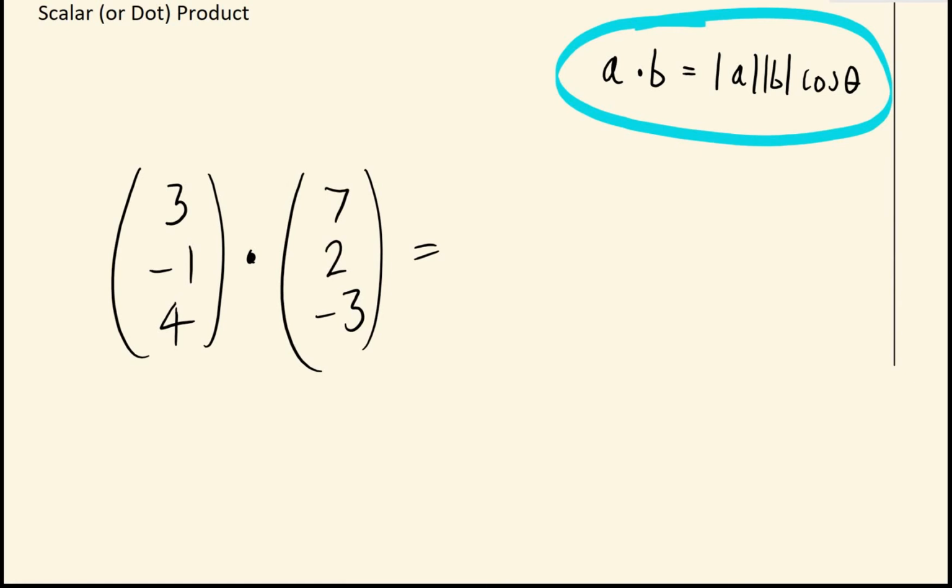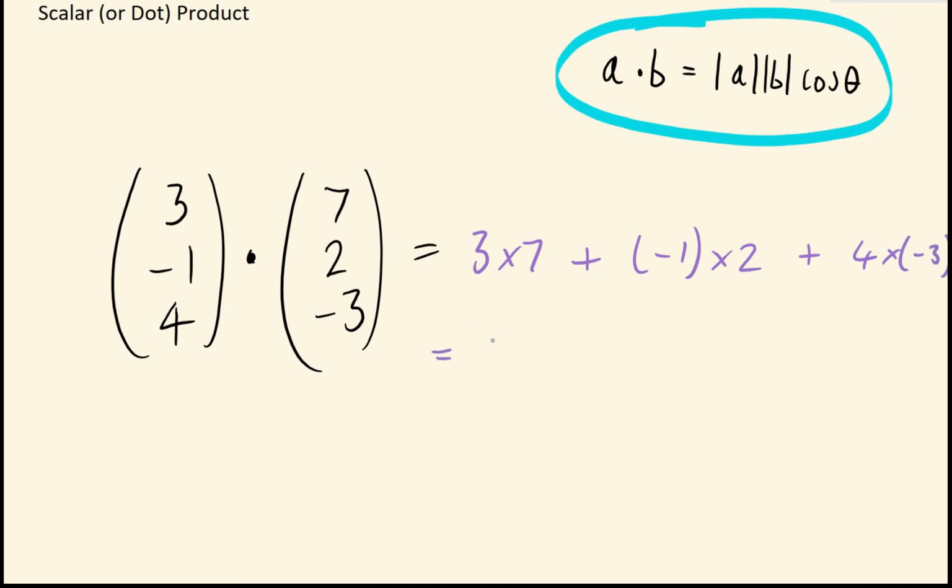If you want to work out the dot product of 2 vectors, all you need to do is times the 2 x coordinates, times the 2 y coordinates, times the 2 z coordinates, and add them all together. So we're going to do 3 times 7 plus minus 1 times 2 plus 4 times minus 3. So times the top pair together, we get 21. Times the middle pair together, we get minus 2. And times the bottom pair together, we get minus 12. That is then 21 minus 14, which should be 7.